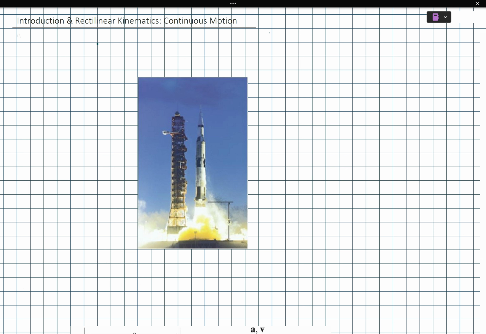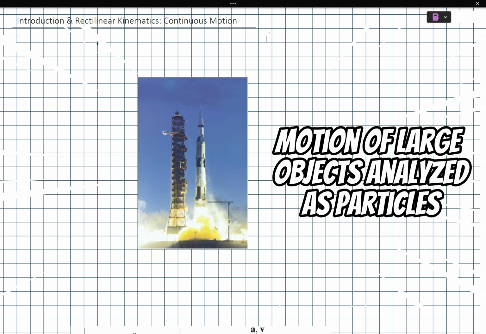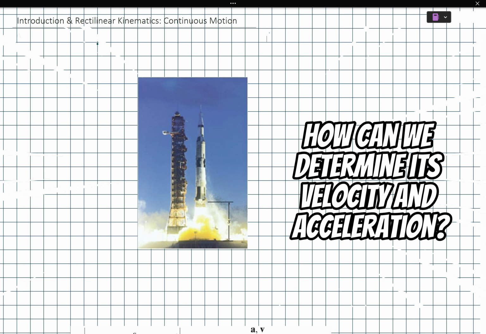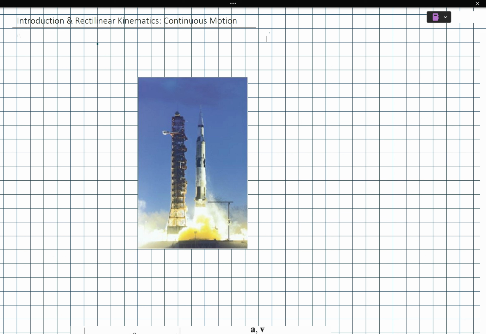So looking at the picture that I have up of the rocket, sometimes the motion of really large objects such as this rocket, or even an airplane, or even a car that you drive, can be analyzed as if they were particles. So we're going to understand why we can do this. And then also we want to ask, if we measure the altitude of this rocket as a function of time, how can we determine its velocity and acceleration? So we'll come to this understanding in just a bit.